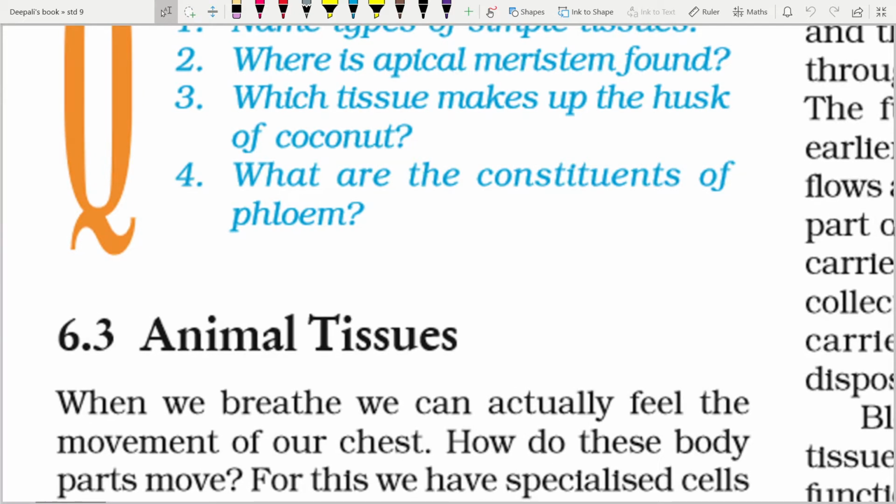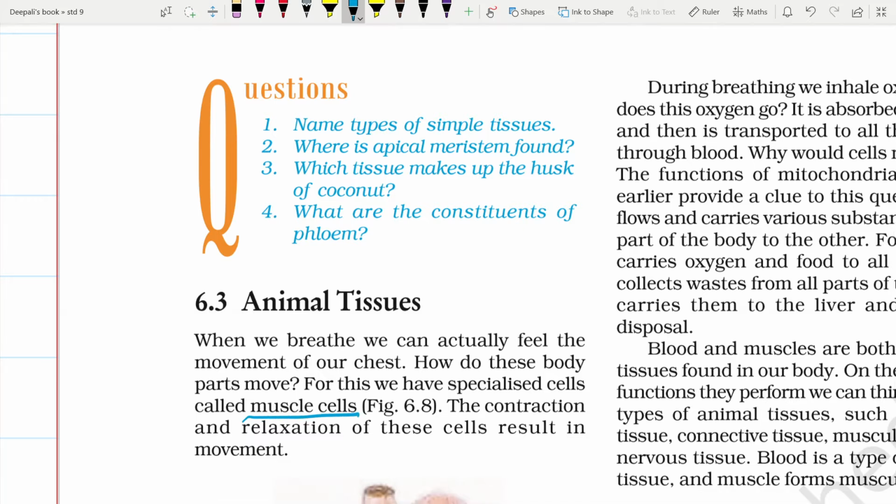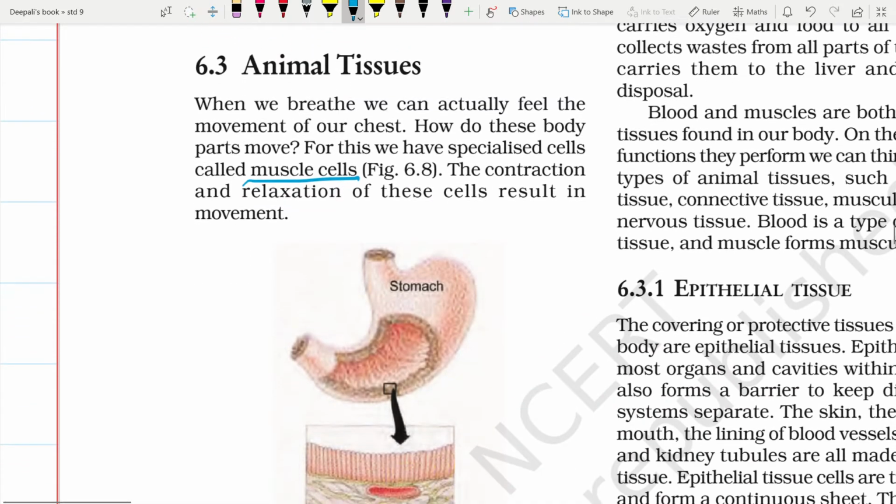Now, animal tissue. When we breathe, we actually feel the movement of our chest. How do these body parts move? For this, we have specialized cells called muscle cells. The contraction and relaxation of these cells result in the movement.